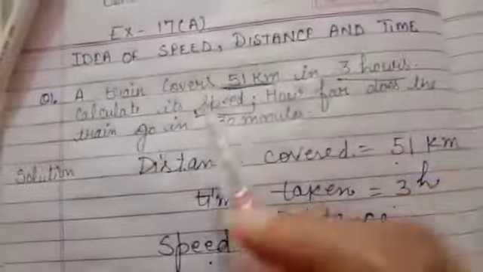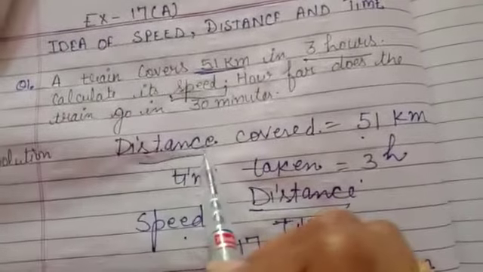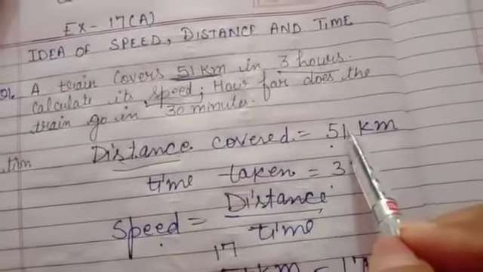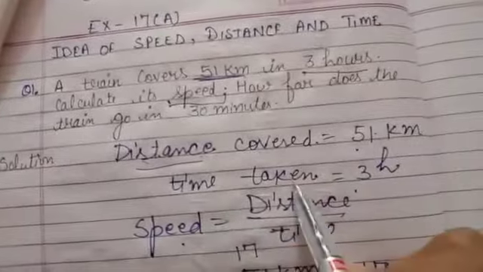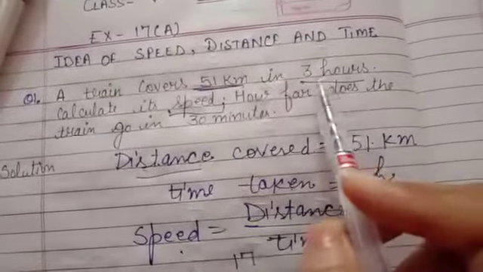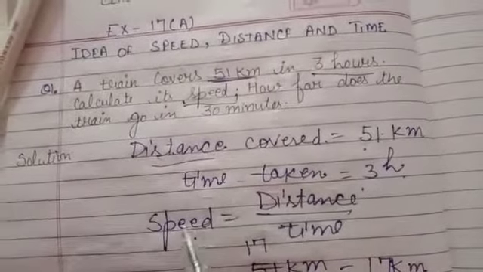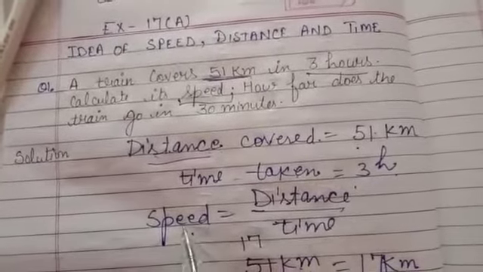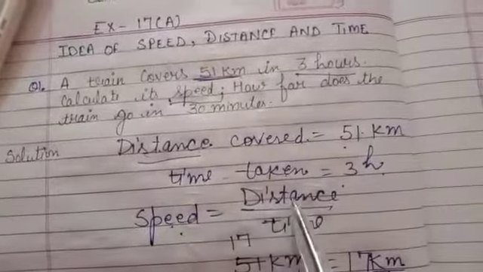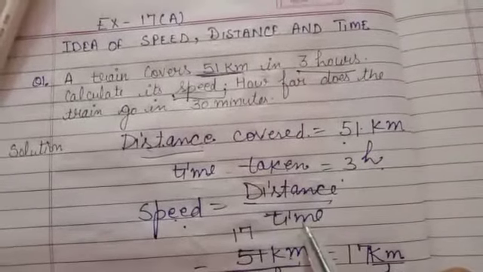So what is given? It is distance covered, or you can simply write distance. Distance is equal to 51 km and time taken, how much time is the train taking? 3 hours, so time is equal to 3 hours. And the speed formula must be in your mind, beta. Speed is equal to distance over time.